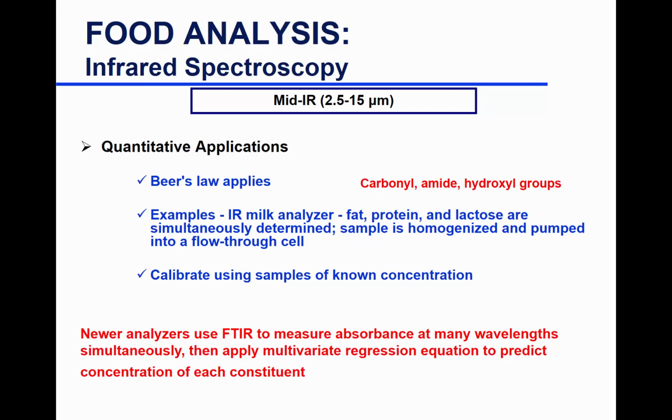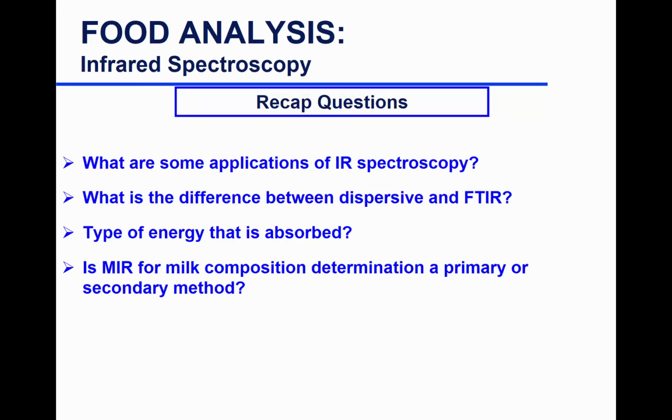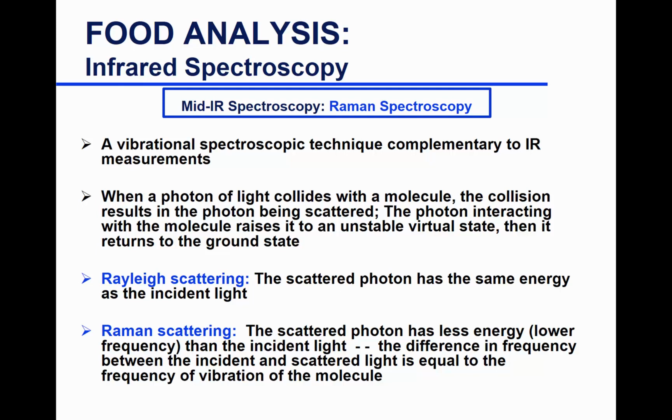Mid-IR instruments use FTIR to measure absorption at many wavelengths simultaneously and apply multivariate regression analysis to predict the concentration of each constituent. This is a recap question to ask at the end, but moving on.